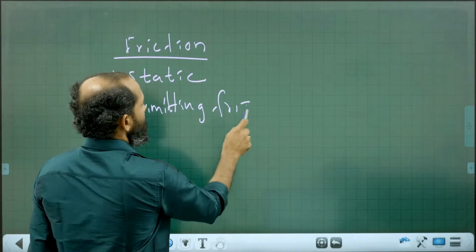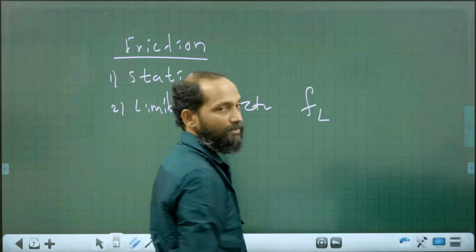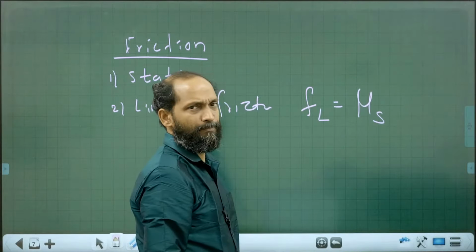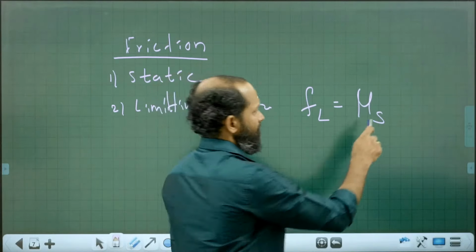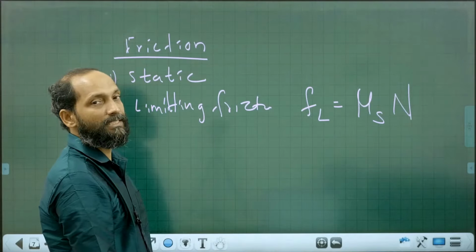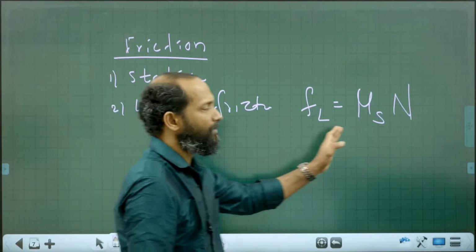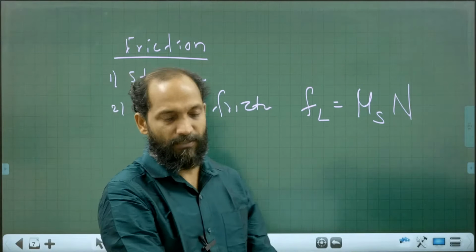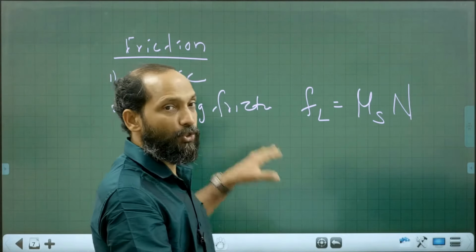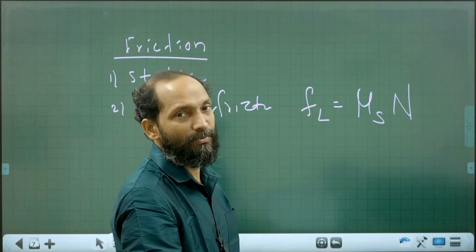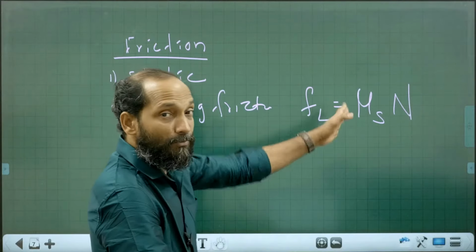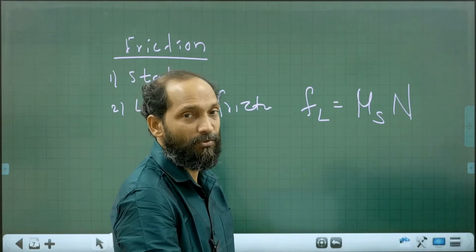Limiting friction can be measured as the maximum value of static friction, the product of a coefficient, mu s, the static coefficient, times the normal contact force. Limiting friction is equal to mu s times normal contact force. This is the way by which we measure limiting friction. Whether a block moves or not on application of forces, we can decide by using this. N is the normal force. It need not be mg always.